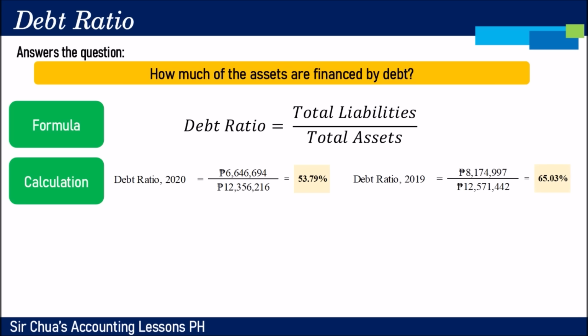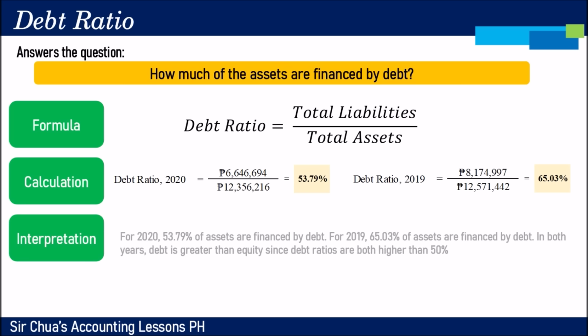You do the same for 2019. You just get the total current and non-current liabilities for 2019, which amounts to 8,174,997. Divide po natin sa total assets ng 2019 at 12,571,442, which gives you a debt ratio of 65.03%. How do we interpret that?